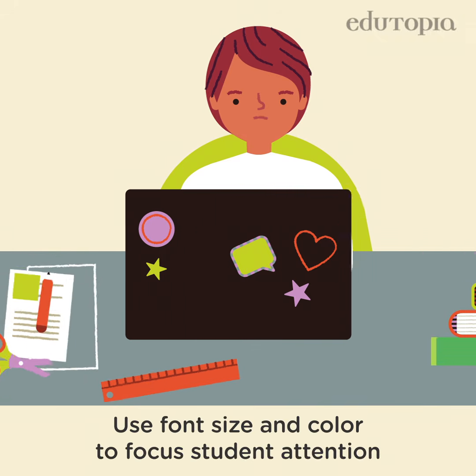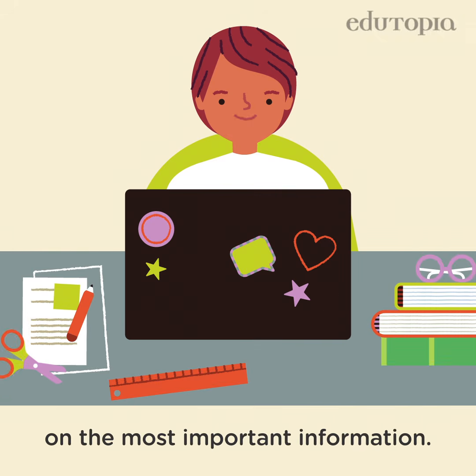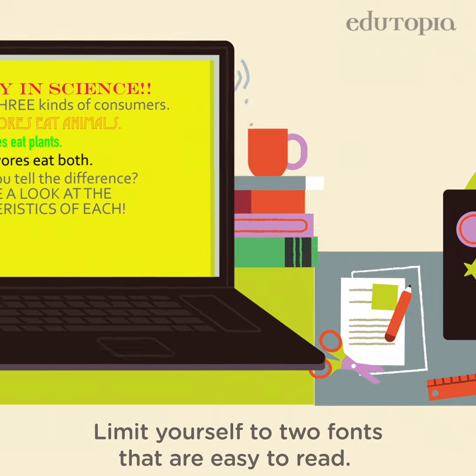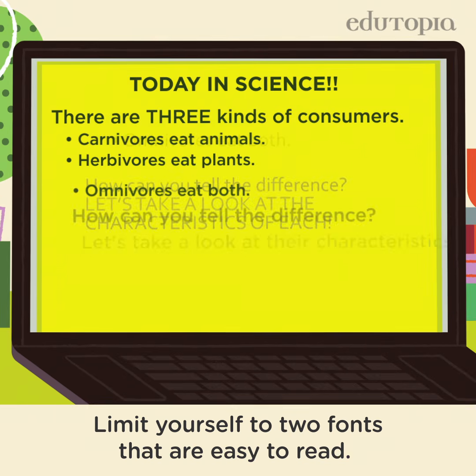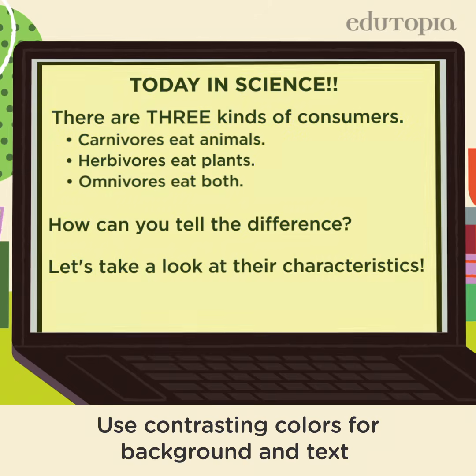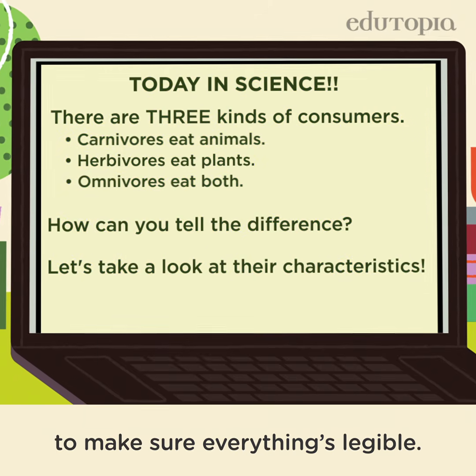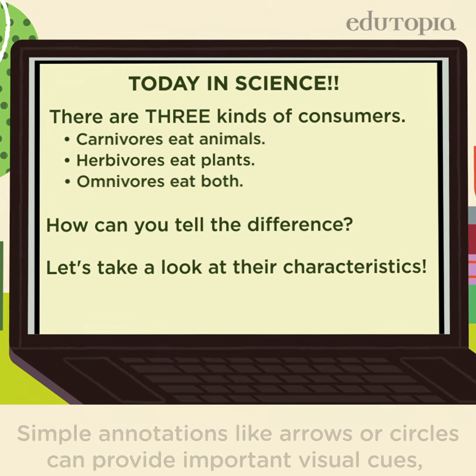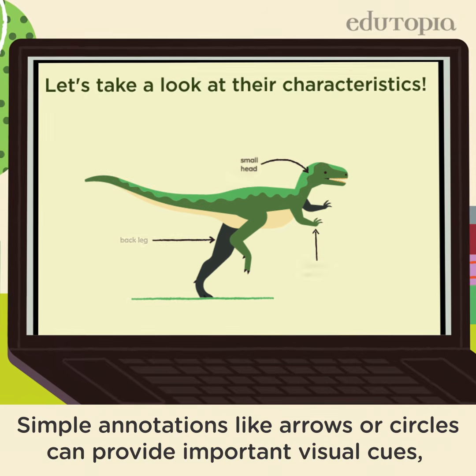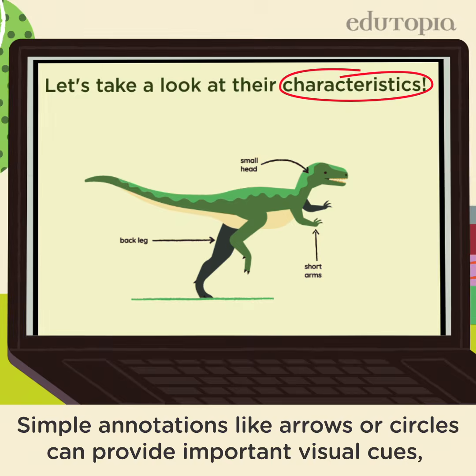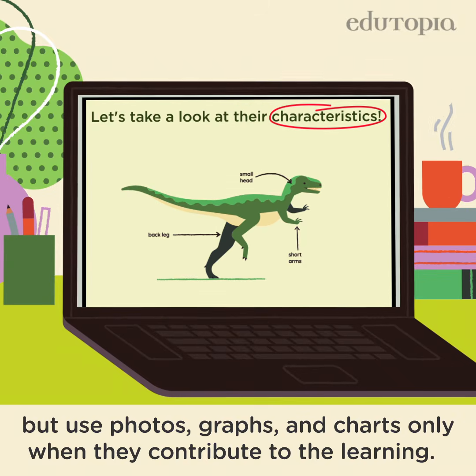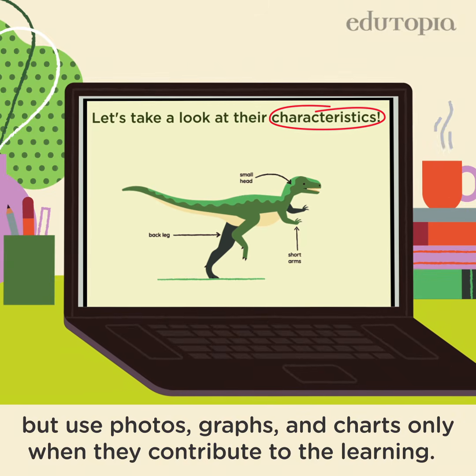Use font size and color to focus student attention on the most important information. Limit yourself to 2 fonts that are easy to read. Use contrasting colors for background and text to make sure everything's legible. Simple annotations like arrows or circles can provide important visual cues, but use photos, graphs, and charts only when they contribute to the learning.